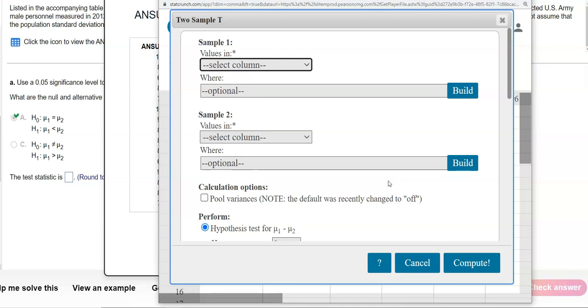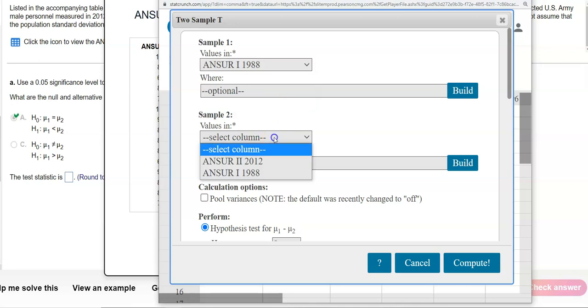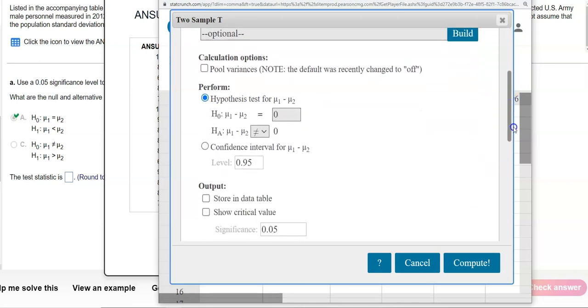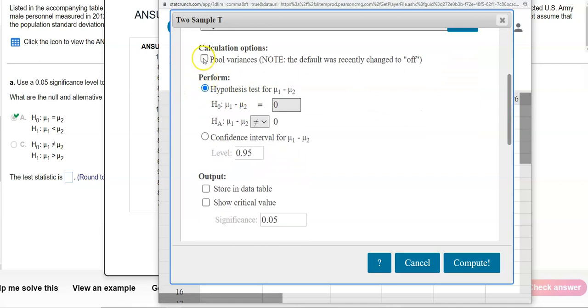So all we need to do now is tell StatCrunch where this information is. Sample 1 was supposed to be the 1988 group, so we're going to choose 1988. Sample 2 was supposed to be the 2012 group, and then we're going to come down and leave this box unchecked because they told us that we are not supposed to assume that the population standard deviations are the same. If for some reason they told us that they were assumed to be the same, we would check this box. When in doubt, leave this box unchecked.